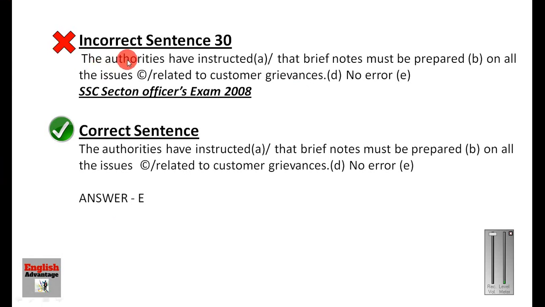The authorities is plural, have instructed, till here this is correct, that brief notes must be prepared, should be followed by the third form of the verb. So this is correct. On all the issues related to customer grievances. This sentence is completely correct from beginning to end, and this has come in the SSC section officer exam. This is correct. The answer would be E.